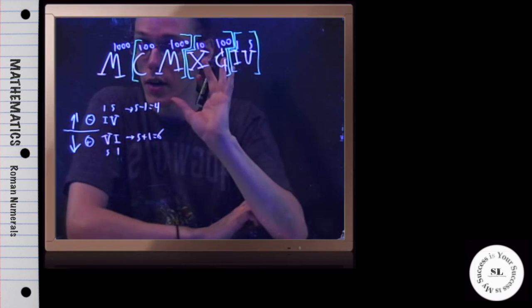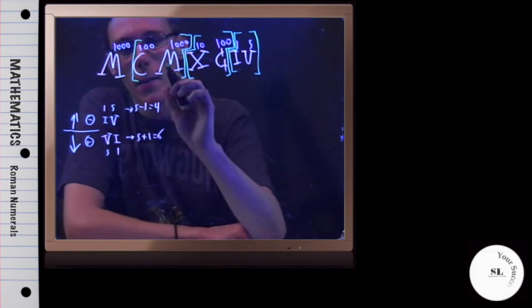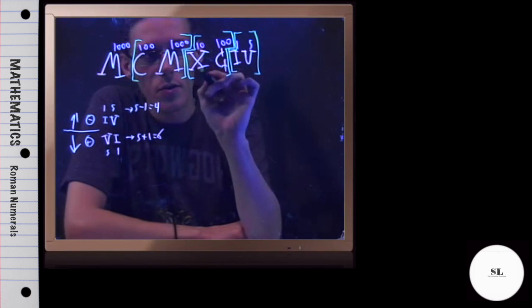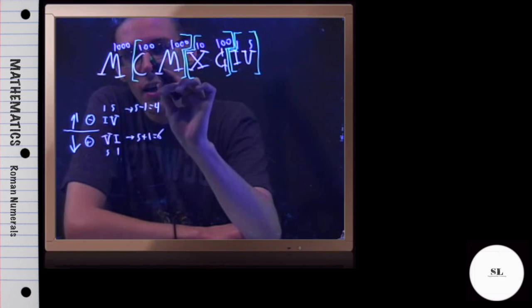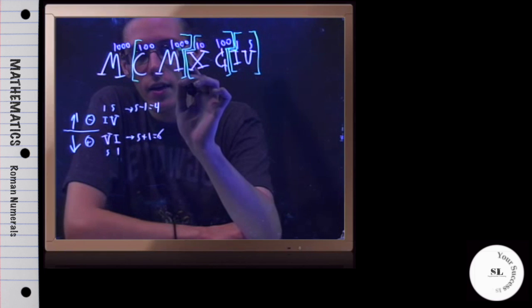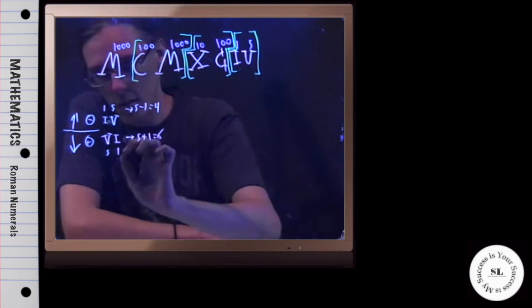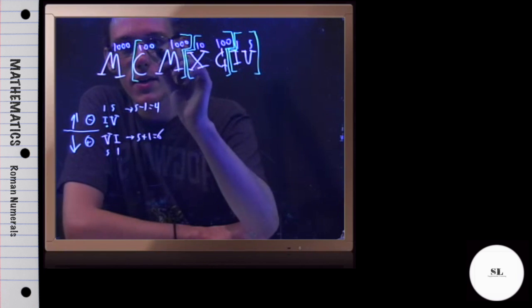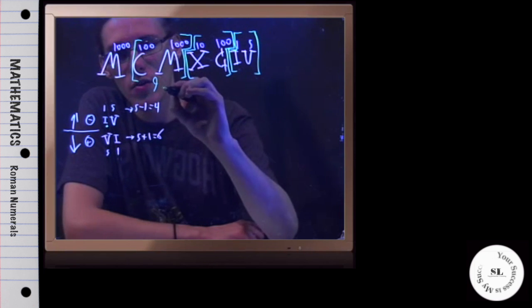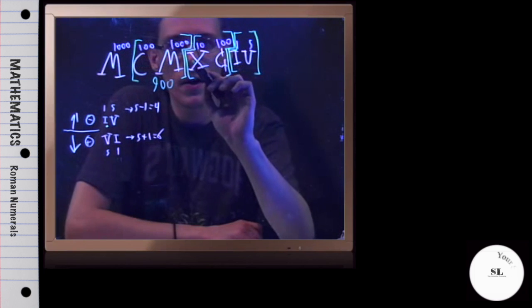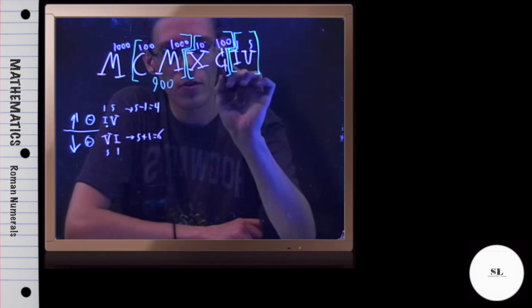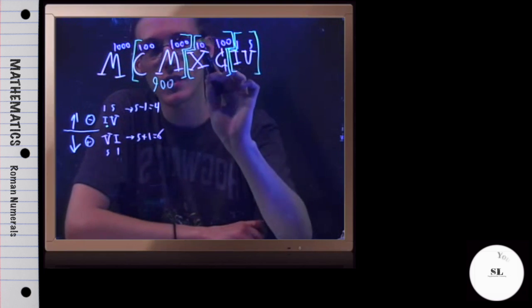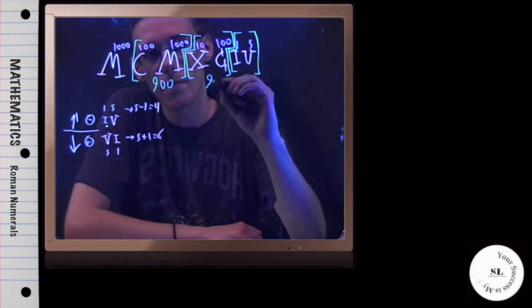Okay, so now we can work through this. Because I went from smaller to bigger, these ones that are put in green are going to be 1,000 minus 100 because the smaller number came first. So 1,000 minus 100 is 900. What about XC? Well, again, I went from smaller to bigger, so this is 100 minus 10, which is 90.